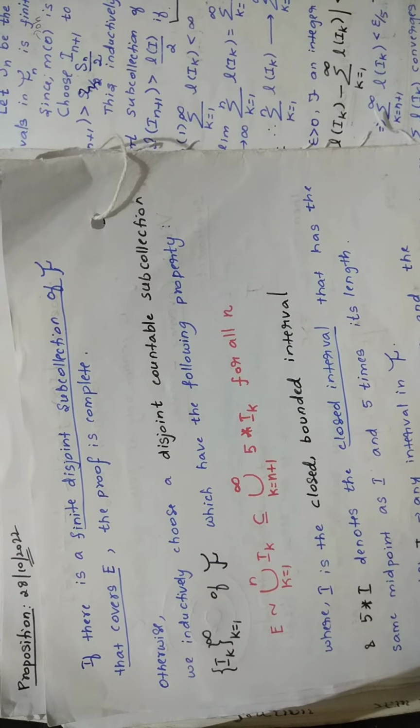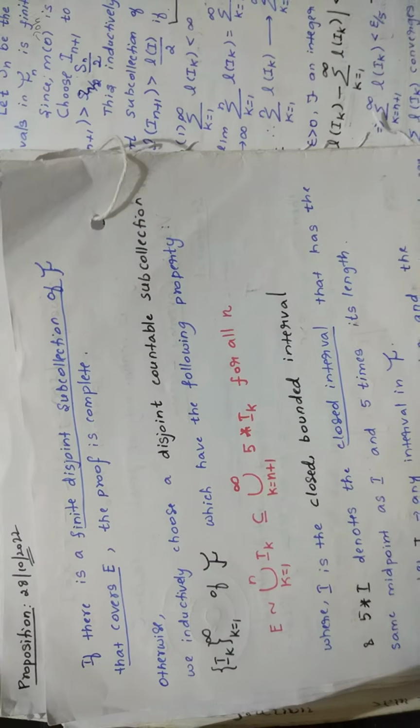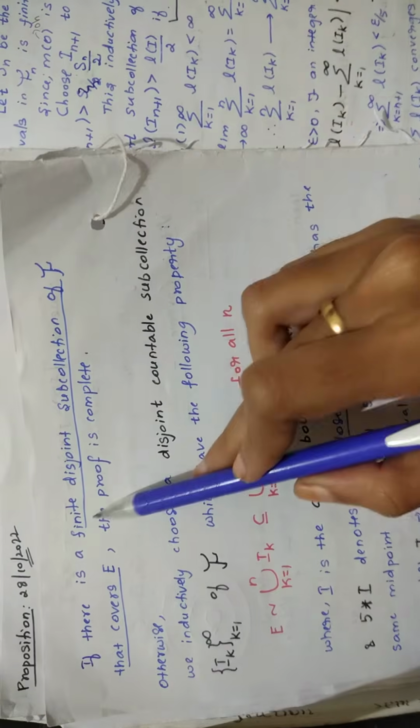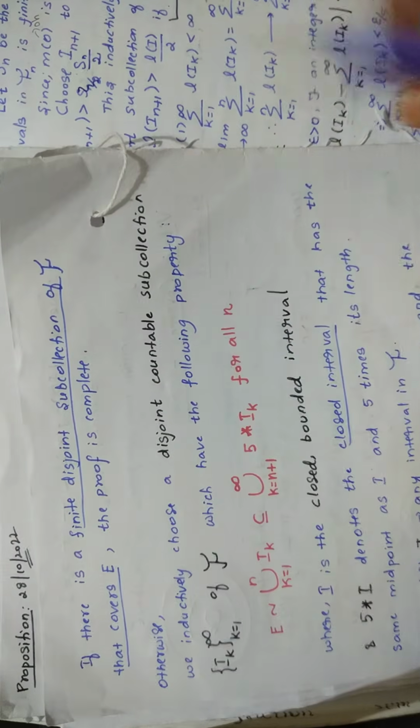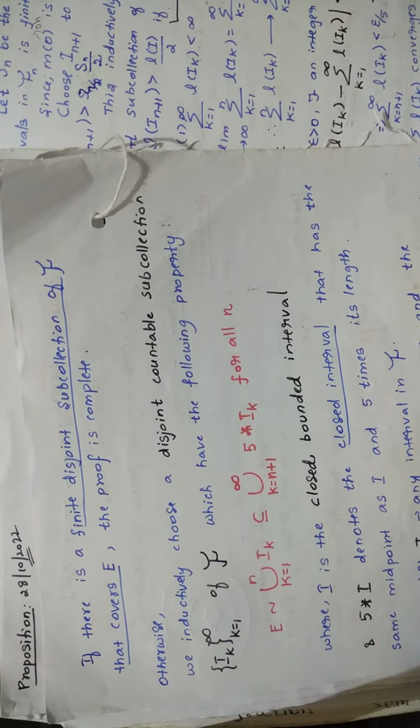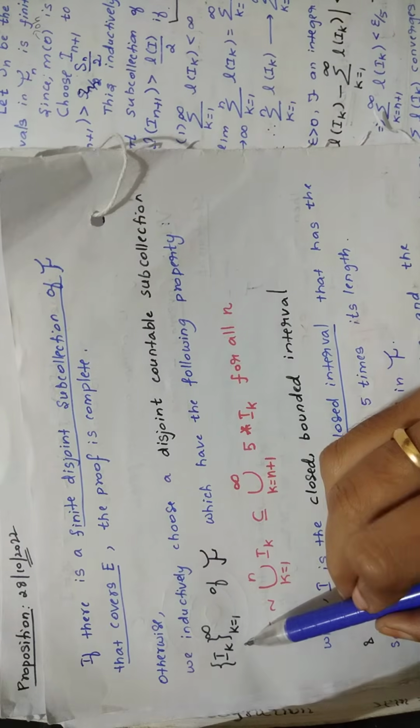Okay, we inductively choose a disjoint countable subcollection. Just before, you dealt with a finite disjoint subcollection. If that disjoint finite subcollection covers E, the proof is done, you proved the result. Otherwise, you are choosing what? A countable disjoint subcollection, that is this.